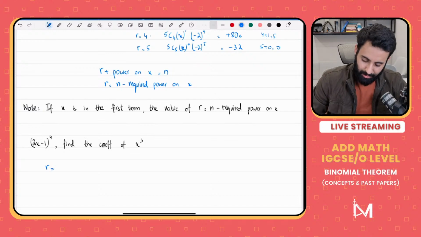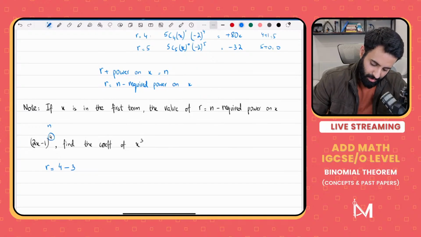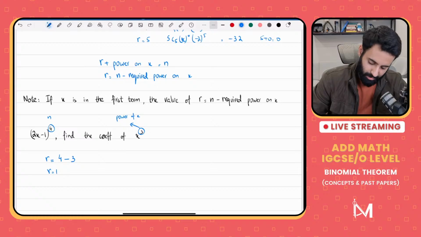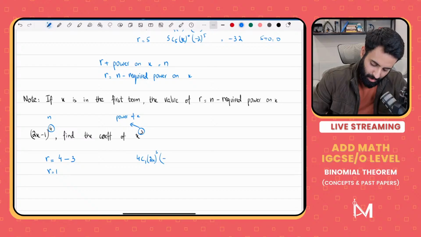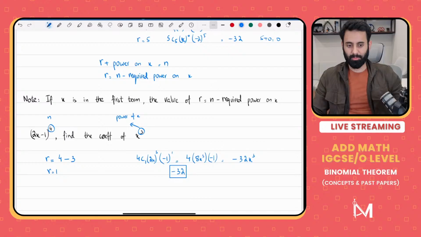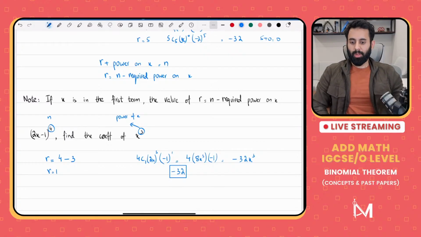So as we know, since x is in the first term, r will be equal to n minus the required power of x. This is n, and this is the required power on x. So r is equal to 4 minus 3, that means r is equal to 1. So 4c1, 2x raised to the power 4 minus 1, which is 3, minus 1 raised to the power of 1. So 4c1 is 4, 2x cube is 8x cube, and minus 1 raised to the power of 1 is minus 1. So the answer is minus 32x cube. And the final answer, which is just the coefficient, is minus 32. So that's what you do when x is in the first term.